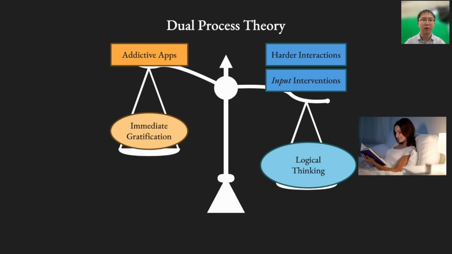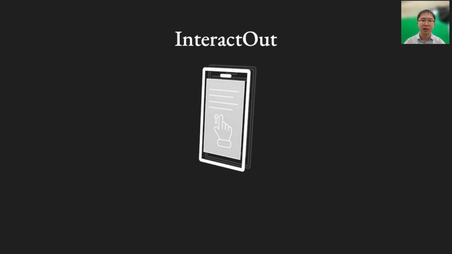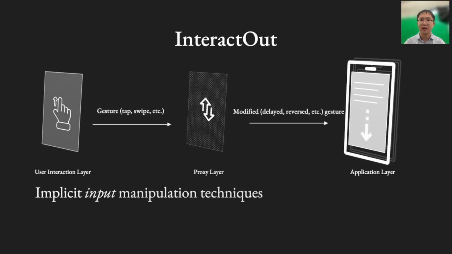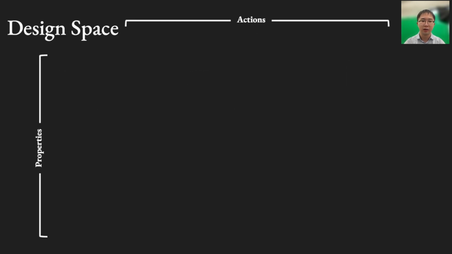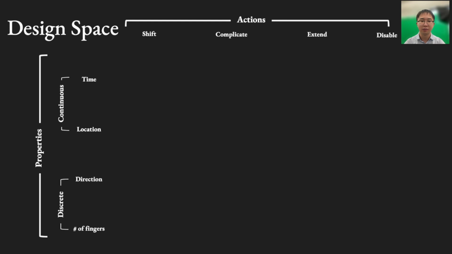on the screen. We present the design and implementation of InteractOut, a suite of implicit input manipulation techniques that leverage interaction proxies to weakly inhibit the natural execution of common user gestures on mobile devices. InteractOut presents a design space of continuous and discrete manipulations on 4 properties, including time, location, direction, and the number of fingers. We further propose 4 intervention strategies, including shift, complicate, extend, and disable.